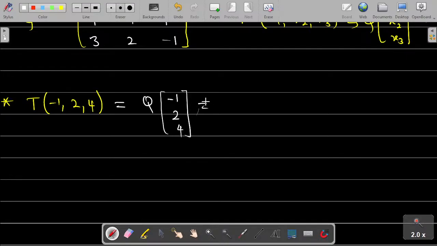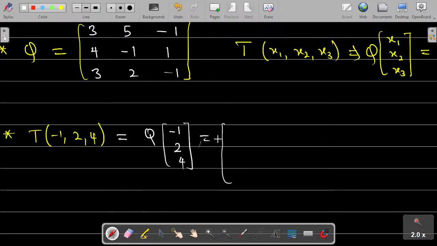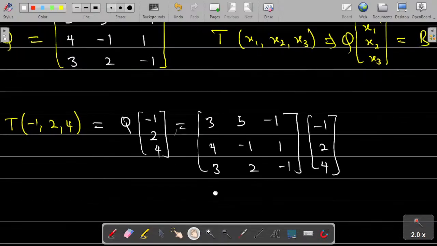So that's going to give you exactly what you needed. All right, so let's go ahead and do that. Let me remove this, so I will need to go down a little bit. So what's my q now? My q is 3, 5, minus 1; 4, minus 1, 1; then 3, 2, minus 1. You are multiplying this with minus 1, 2 and 4. All right, let's try to do that now.